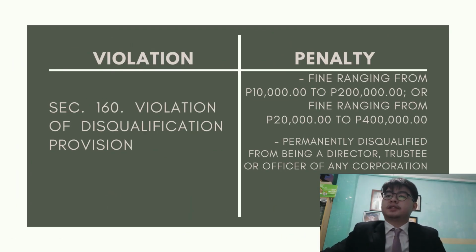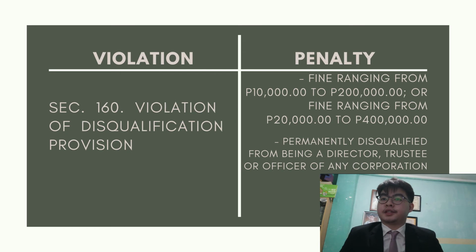Next will be Section 160, violation of disqualification provision. Section 26 of this code states the disqualification of a director, trustee, or officer and its causes. Now, if such director, trustee, or officer has full knowledge of his or her disqualification and still continues to hold his position or hides such facts, then he or she is in violation of this section. The penalty will be a fine ranging from 10,000 pesos to 200,000 pesos at the discretion of the court, and shall be permanently disqualified from being a director, trustee, or officer of any corporation.